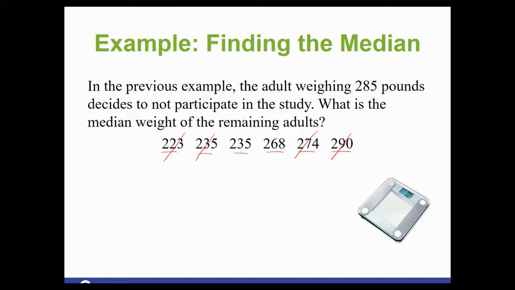If there's an even number of things and there's two left in the middle, you've got to find the average of them. So you are going to add them and divide by 2 because there are two of them. And we should get 251.5. That is your median.